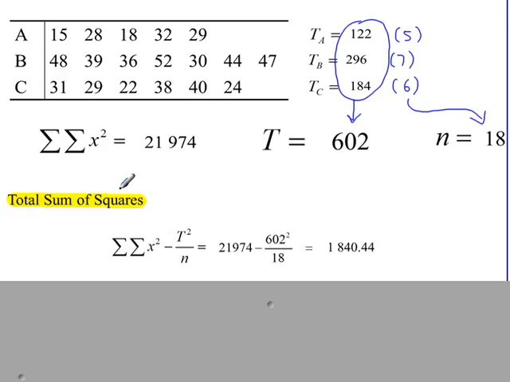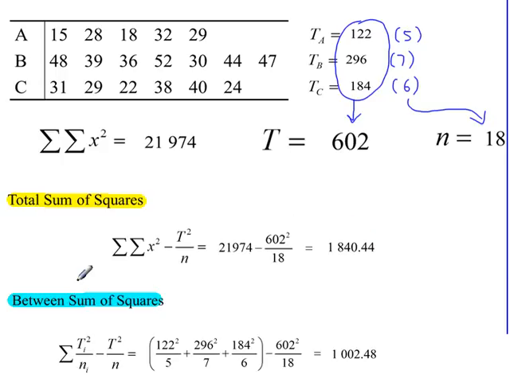The total sum of squares, so from the formula book, substituting the values in, gives us this. The between sum of squares gives us this value.